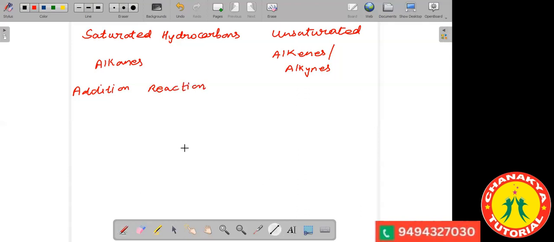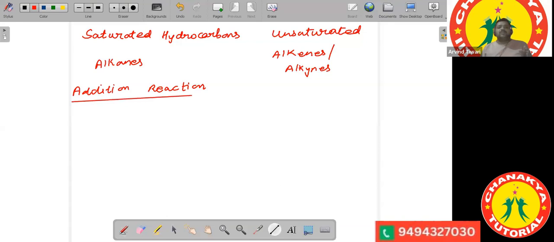So first of all, which out of them will go for the addition reaction? Alkanes, alkenes, or alkynes? It is only the alkenes and alkynes which go for the addition reaction, as in the case of alkenes and alkynes, there is place for some element to be added up.